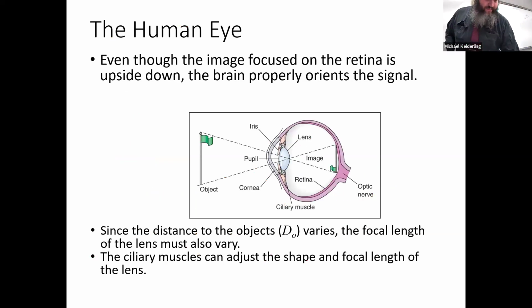The human eye has a converging lens that makes an upside down real image on your retina. And since the distance to the objects varies, the focal length of the lens has to vary because the image distance doesn't. And this is done with the ciliary muscles.